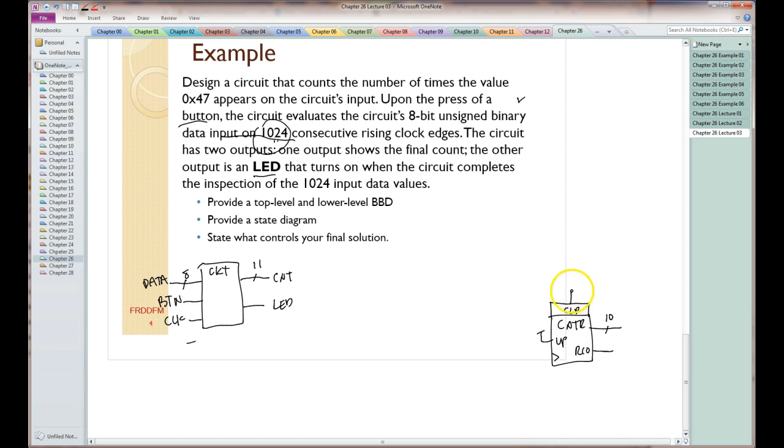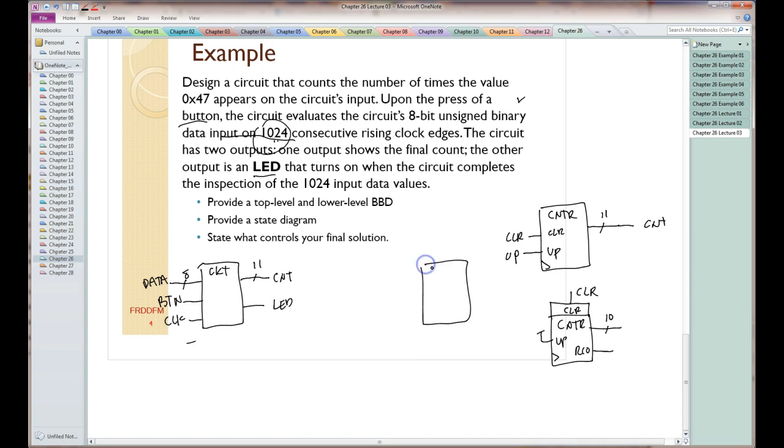a clear input. We're going to need to clear both of these. I have another counter. This is my event counter, and I don't need an RCO. We agreed that it's 11-bit output, and the up input is going to be a special input. We're going to leave that to be controlled by the state machine. What else we need in this thing is a way to figure out if we got 47 on the input.